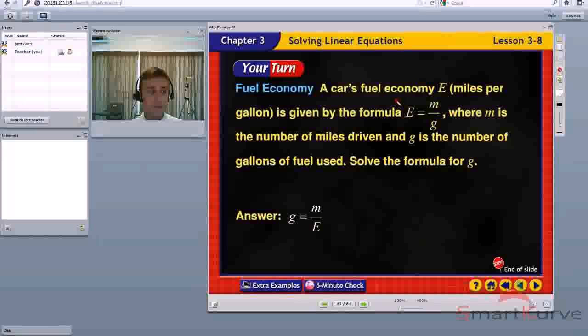A car's fuel economy, E, in miles per gallon, is given by the formula E equals m over G, where m is the number of miles driven and G is the number of gallons of fuel used. Solve the formula for G.